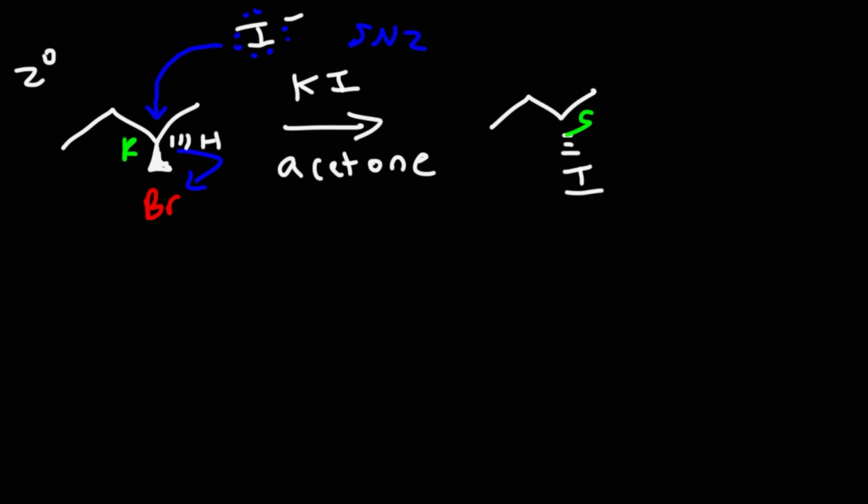Now the configuration is going to be S because iodine is in the back, which means hydrogen is in the front. So notice that we have inversion of stereochemistry. So an SN2 reaction will give us 100% inversion. The SN1 reaction is different.